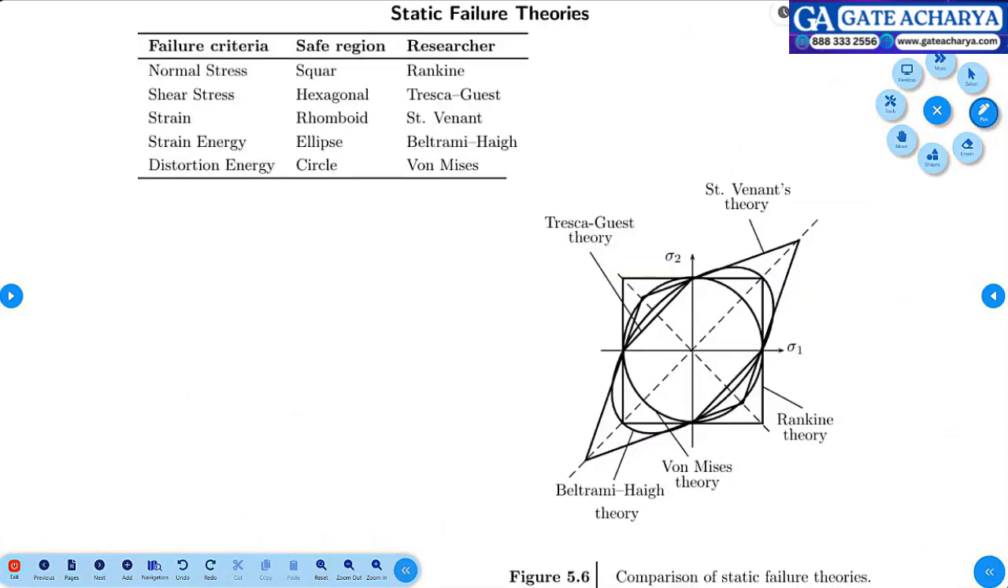So these are the conclusions. All the five theories have been plotted in sigma 1 versus sigma 2. This is the design space. For each theory, what is the region? Normal stress: square. Shear stress: hexagonal. Strain: rhomboid. Strain energy: ellipse. Distortional energy: circle. This will not catch hold of the varying stresses, nor the plus and minus effect. Only one effect, squared or multiplied product of the terms.